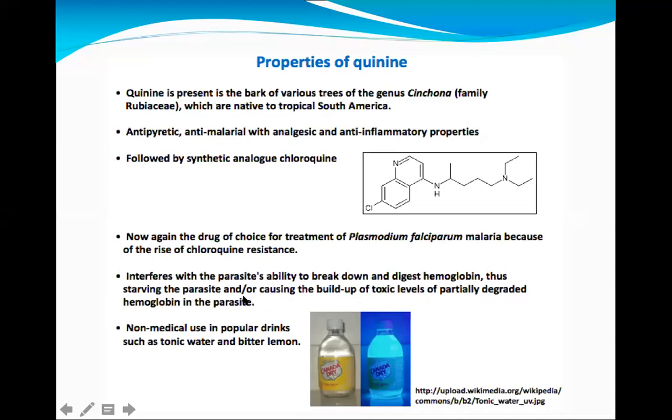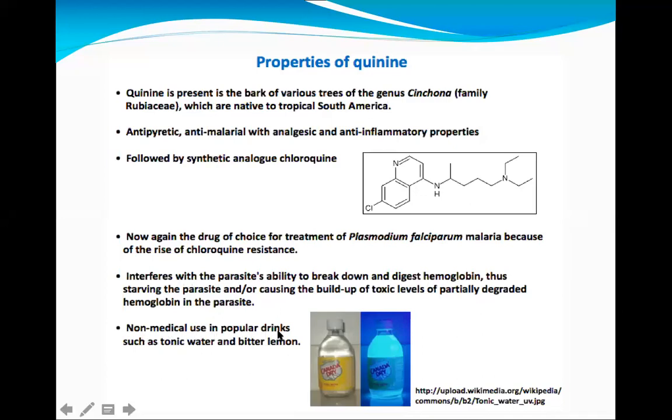So if you are asked how quinine works on Plasmodium falciparum, here it is written very clearly that quinine interferes with the parasite's ability to break down and digest hemoglobin, thus starving the parasites and or causing the buildup of toxic levels of partially degraded hemoglobin in the parasites, and then the parasites cannot multiply, and a parasite cannot function against the human.